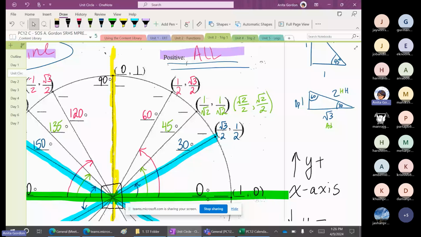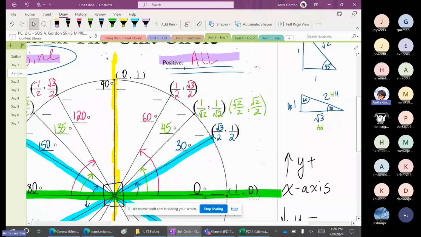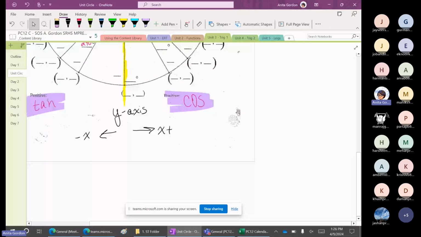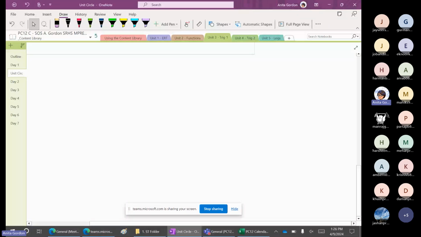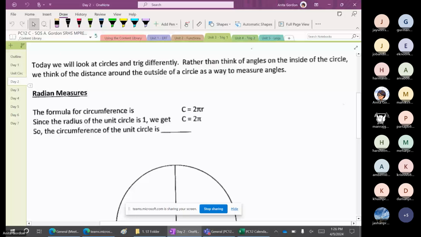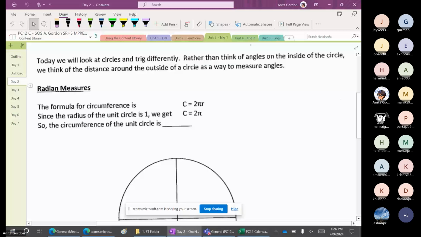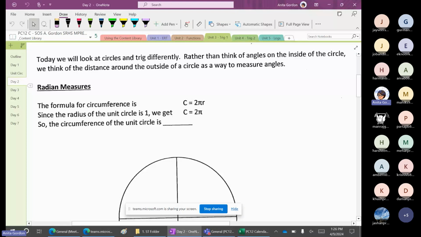Today, what we're going to focus on is essentially the same thing, but we are going to change units. Rather than measuring our circle in degrees, we are going to measure them in something called radians. Okay, so let's flip over to lesson 2 in our books. Okay, so the radian measure, the units for radians are identified as rads.